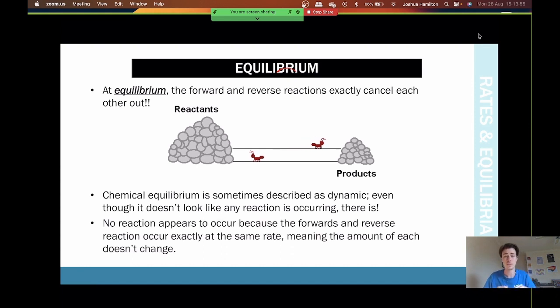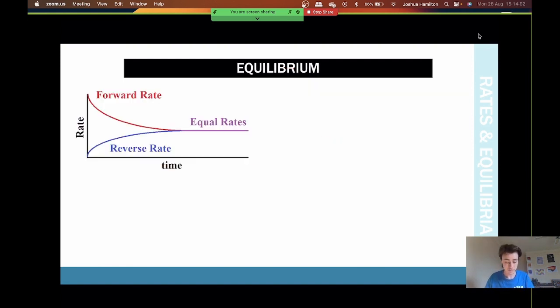No reaction appears to occur because the forward and reverse reactions occur at exactly the same rate, meaning the amount of each doesn't change. So this is sort of what it looks like in terms of rate. In this one here, you'll have started out with a lot of products and no reactants. And as you form reactants, the products reduce and the reactants increase, but the reactants start reacting to form back into products. And so you get this reverse reaction increasing. And once they meet in the middle, you are at equilibrium. That is what we call our perfect equilibrium.